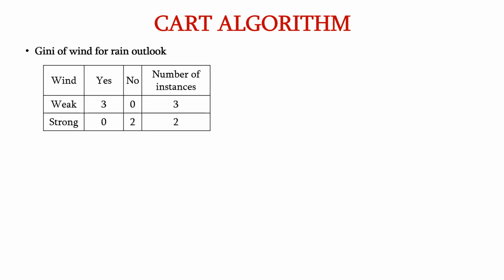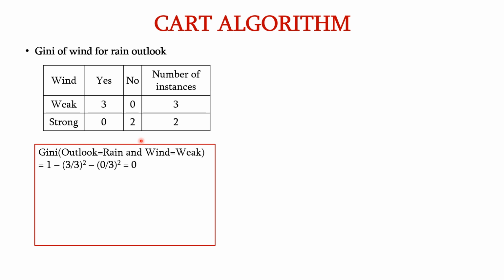Now let us consider the last feature, wind, for rain outlook and find the Gini index for it. For wind, as per our table, we have two values, weak and strong. For weak, the total number of instances is 3, for yes it is 3 and for no it is 0. For strong, the total number of instances is 2, for yes it is 0 and for no it is 2. So let us find the Gini index now.